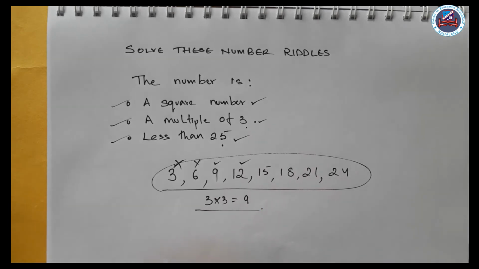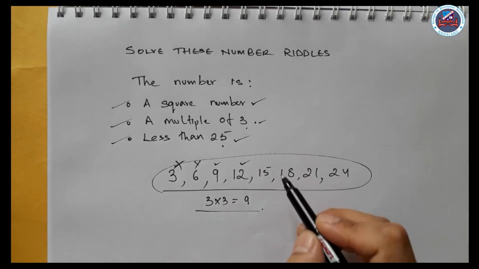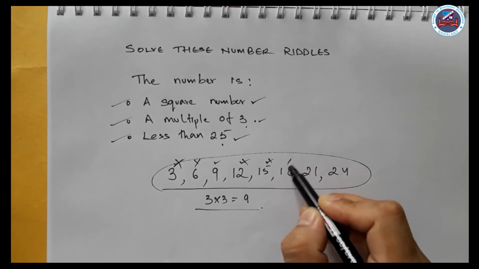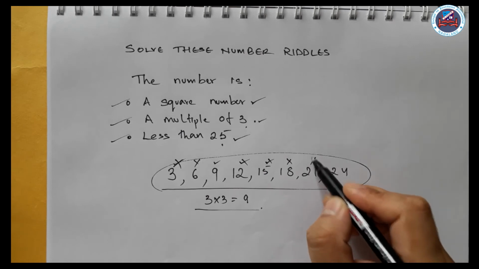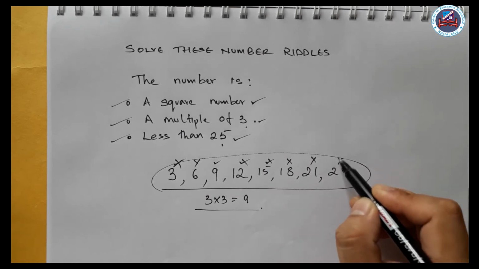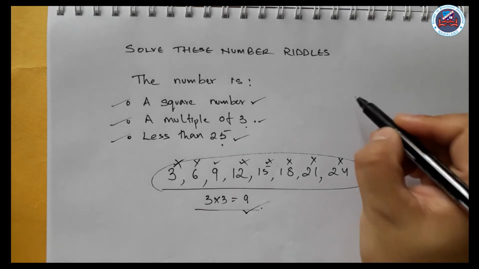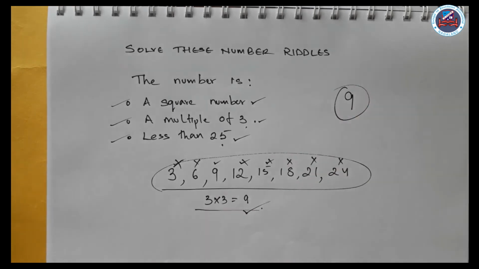12. Is 12 a square? No, it is not. Similarly, 15 is also not a square number, 18 is also not a square number, 21 is also not a square number, and 24 as well is not a square number. So we just have number 9. So the number they are talking about is 9.